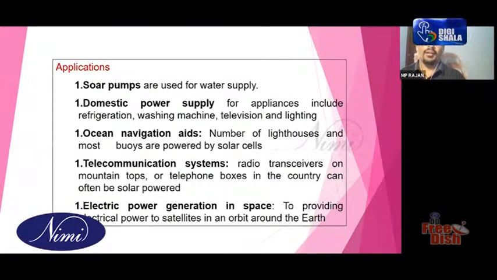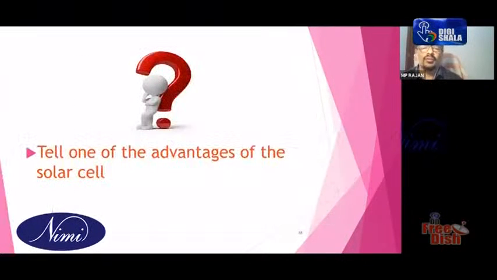It is getting popular. Day by day, it is getting popular. By 2022, the government target is production of 200 GW supply from the solar. Okay, so if you understood, tell me one of the advantages of the solar cell, a renewable energy. You can type any one advantage.